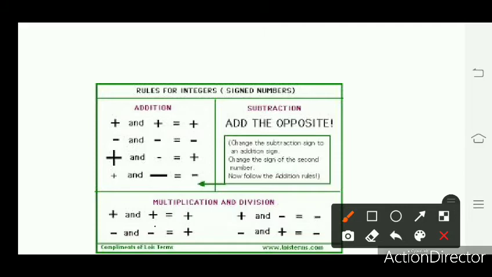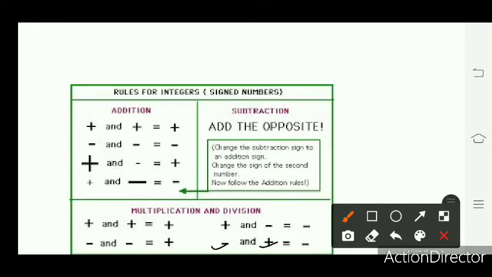Now students, in multiplication, when you multiply two positive numbers, we get the product in positive. Now when we multiply two negative numbers, we get our product in positive. Now when we multiply one positive and one negative number, we get our product in negative. Now when we multiply a negative and a positive number, we get our product in negative.